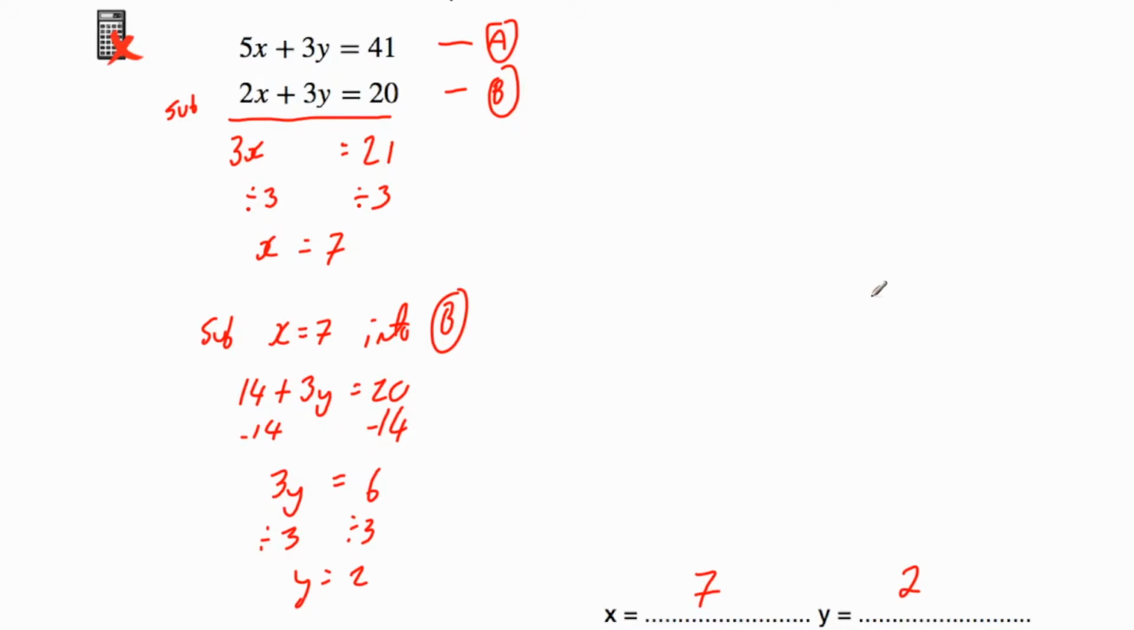Now I like to check my answers just to make sure they're correct. Now if we substitute x equals 7 and y equals 2 into equation A, the one we didn't use earlier, then we can check it's right. So let's check in A. So we've got 5x, so 5 times 7 is 35. And then plus, and we've got 3 times 2, and 3 times 2 is 6, so plus 6, and it should be equal to 41. And let's just check it, 35 plus 6 is 41, so 41 equals 41. That's correct, so it's correct. So that means our answers are x equals 7 and y equals 2.